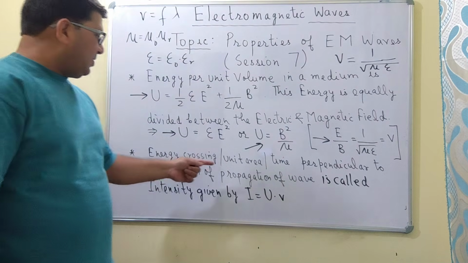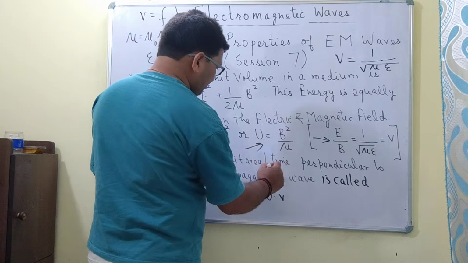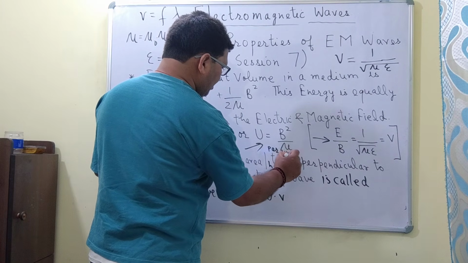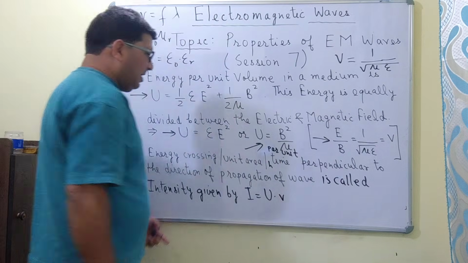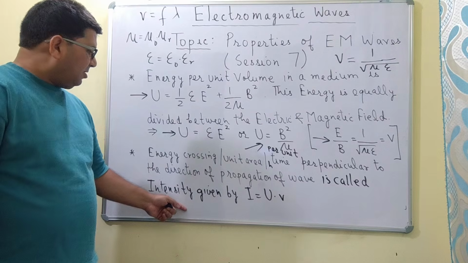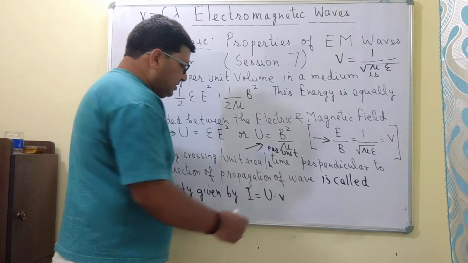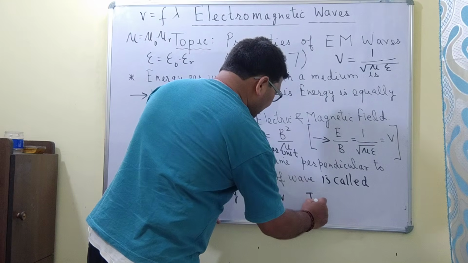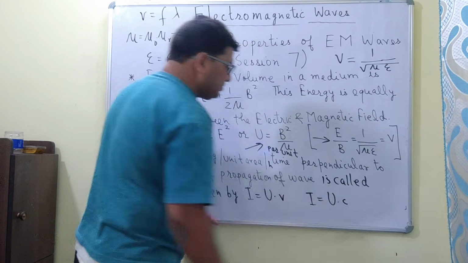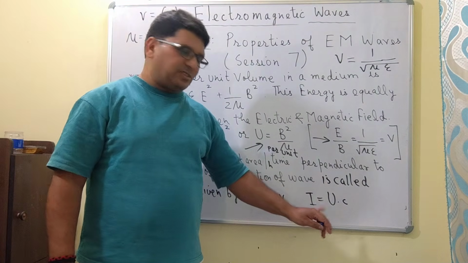Now the energy crossing per unit area per unit time, perpendicular to the direction of propagation of the wave, is called the intensity of the electromagnetic wave, and this is given by I = U V. If the medium is free space, then this formula will be I = U C, where C is the velocity of the electromagnetic wave in vacuum or free space.